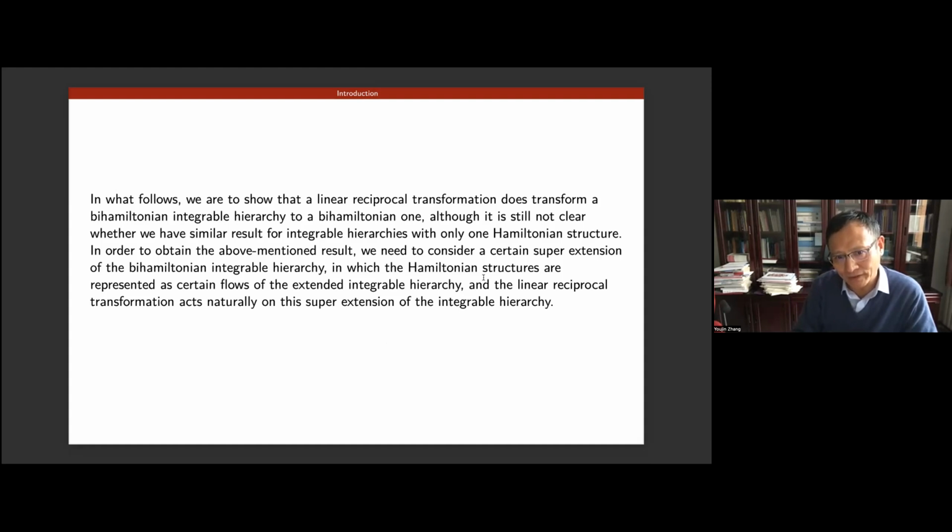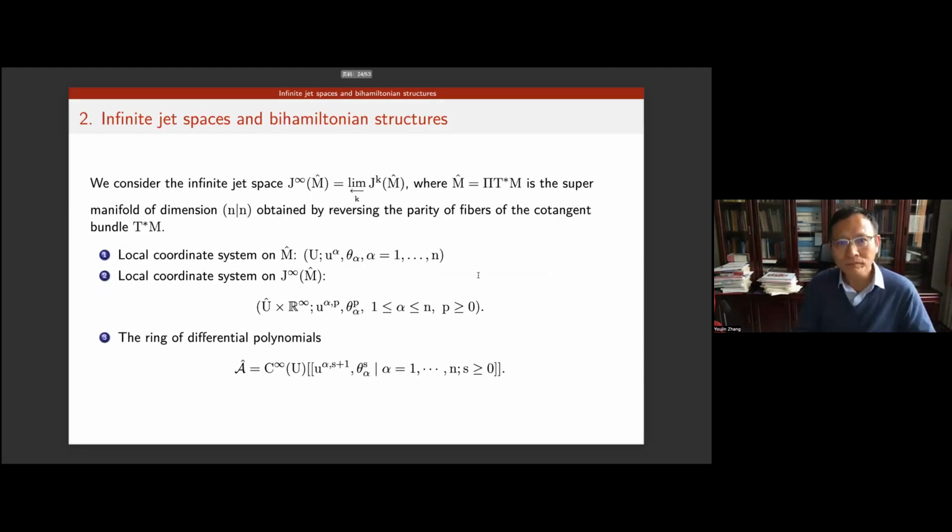Then we can find a quite natural law: this kind of linear reciprocal transformation can act in a quite natural way on the super extension of the integral hierarchy. So what I want to explain is: what is a super extension of an integral hierarchy? To do this, I need to introduce certain notations.